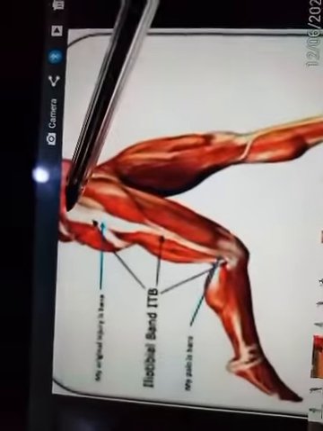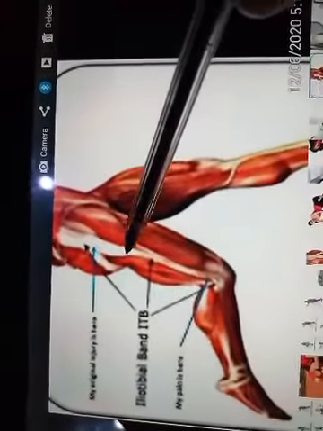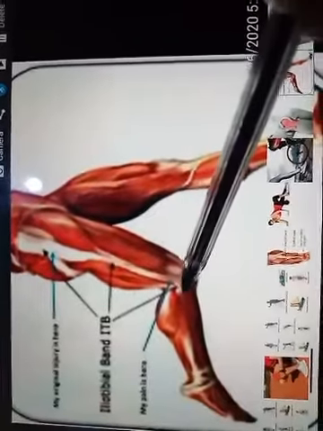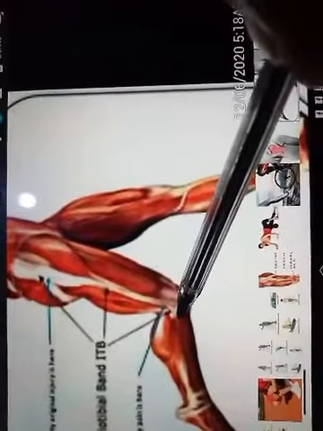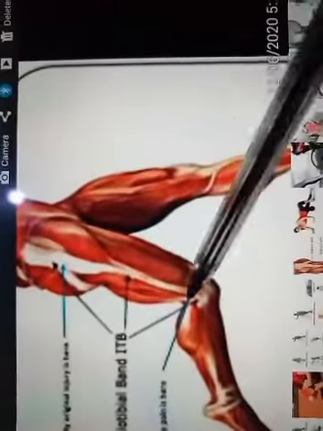It runs from here. So around this place we have the ilium. It runs right down to this point here called the tibia. The tibia bone, that's the leg bone. So it runs from here right to here. This whole structure is called the iliotibial band.